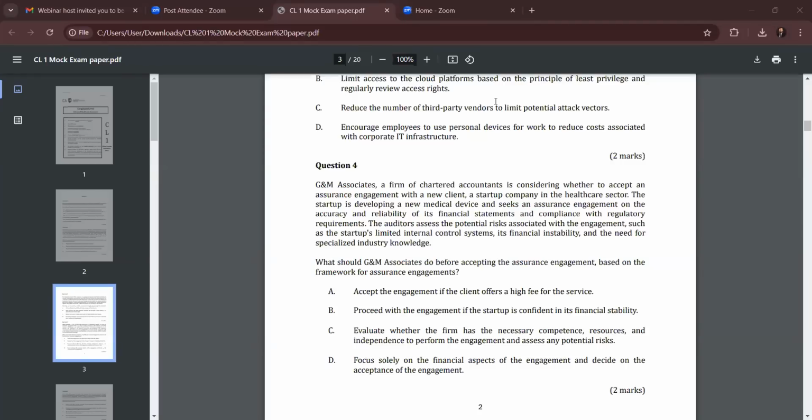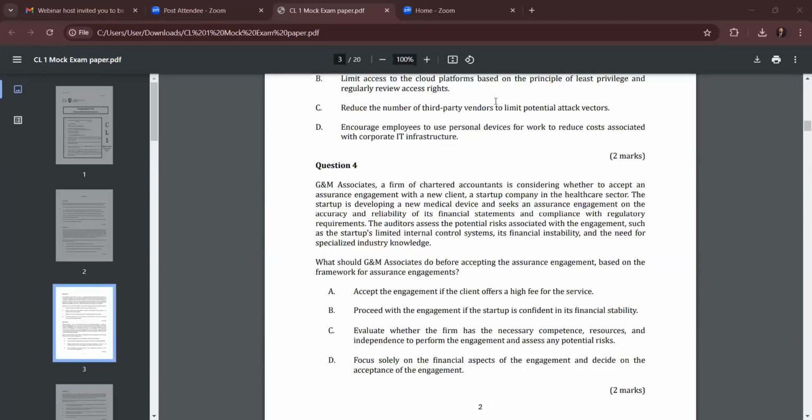B. Proceed with the engagement if the startup is confident in its financial stability. Can you? No. See whether you are independent. See whether competitively you can do it. Whether the auditors have competence to do it.